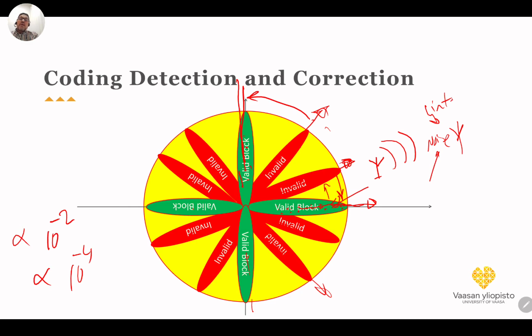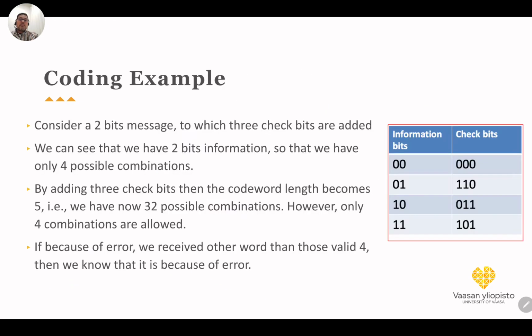Okay, so as we have a more sophisticated decoder, we will be able to detect and correct more errors. Let us take a numerical example to explain those concepts.